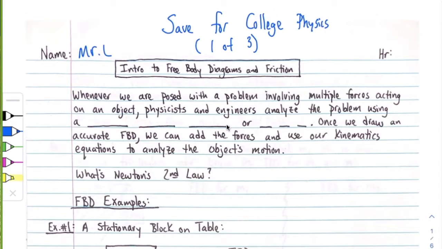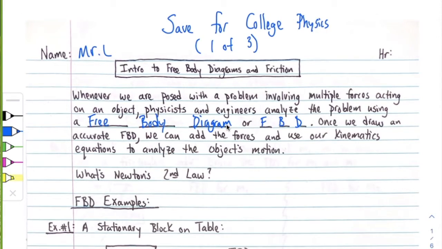Whenever we are posed a problem involving multiple forces acting on an object, physicists and engineers analyze the problem by using what's called a free body diagram. So we'll say free body diagram. And just because that's a lot to write every time, in the book it's shorthanded as FBD. It says once we draw an accurate FBD, we can add the forces and use our kinematics equations to analyze the object's motion.